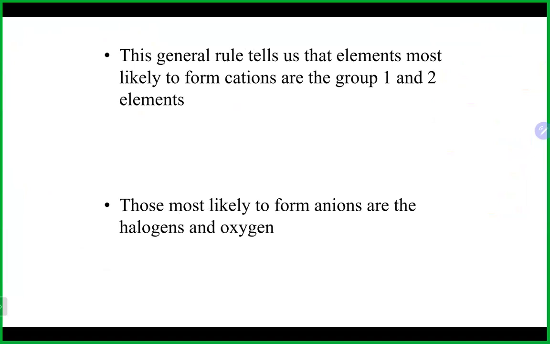So the general rule tells us that basically elements form cations in group 1 and 2. Basically, our nonmetals are going to form anions, which are our negatively charged ions, our halogens, our oxygen in that area of the periodic table.